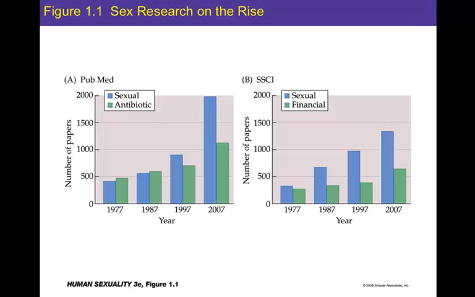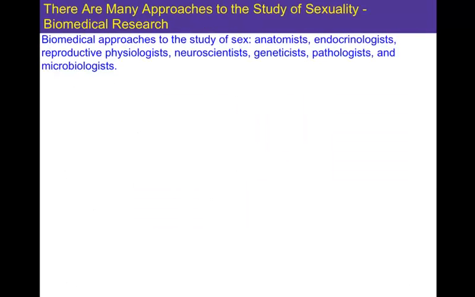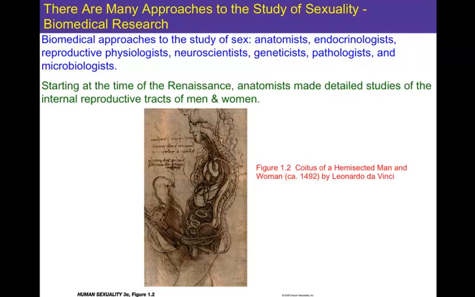Now, there are a number of ways to approach the study of sexuality, and I'll go through a couple of them. The first is biomedical research. It focuses on the underlying mechanisms of sex, and over time, medical science has gathered information about the physical basis of sexuality, in particular the structure, function, and development of the bodily systems related to the reproductive system.